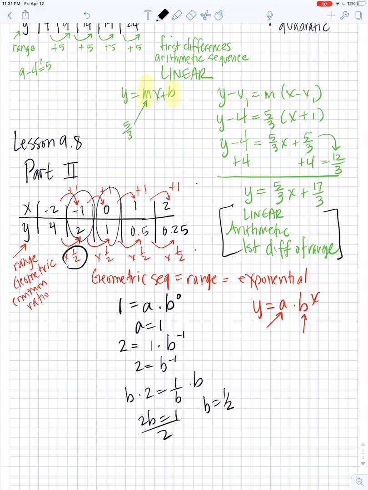Remember that the common ratio ends up being that base. So now we have figured out what we need to know. We know that a equals 1 and that b equals 1/2. So our equation is y equals (1/2) to the x.